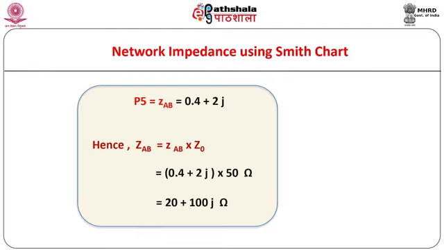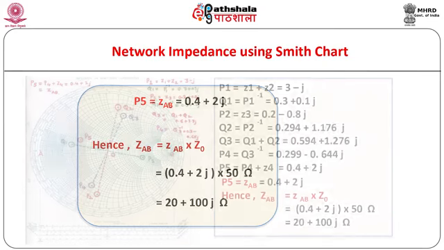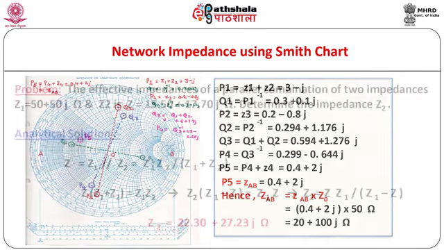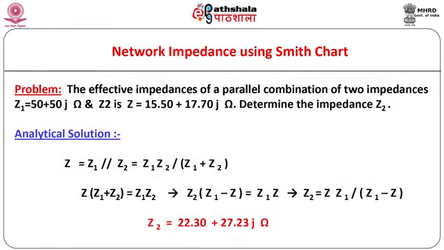Thus, finally, we have P5, the point representing ZAB, which is 0.4 plus 2j. Hence, the required impedance across the output terminals ZAB is equal to normalized impedance ZAB times Z0, that is 20 plus 100j ohm. The location of various points on the Smith chart involved in the solution of the problem are as shown. Now, let us consider a simple problem which is as follows.